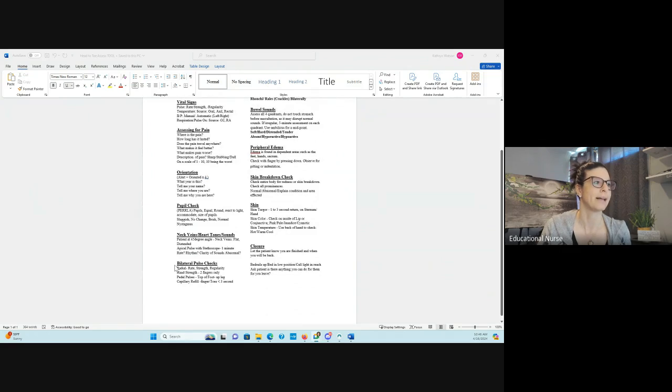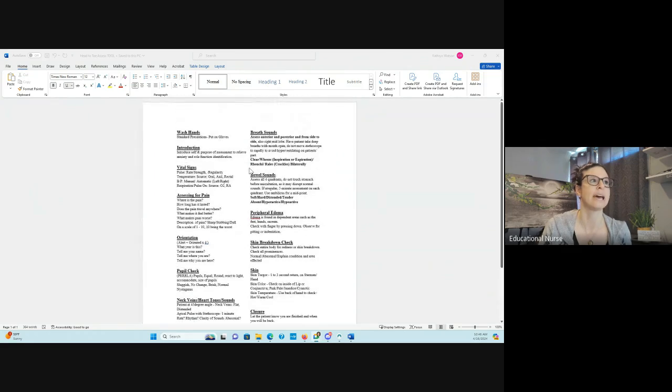All right, so bilateral pulse checks, this tells you that. Then the breath sounds, you're going to listen anterior and posterior, front side, the back side. So here, anterior, and then in the back. Okay, and what do you hear?